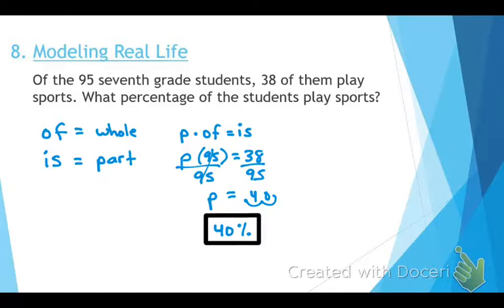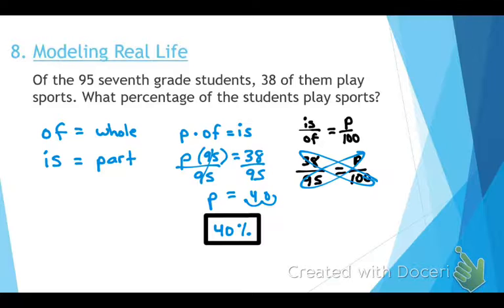All right, once again, if you did the percent proportion, is over of equals P over 100. The part that we were talking about was 38 students that play sports. The whole amount of 7th graders was 95 equals P over 100. For this one, if you did it this way, how many of you would say you did cross products? Okay, so for that you would have 38 times 100 equals 95p. What's 38 times 100, guys?